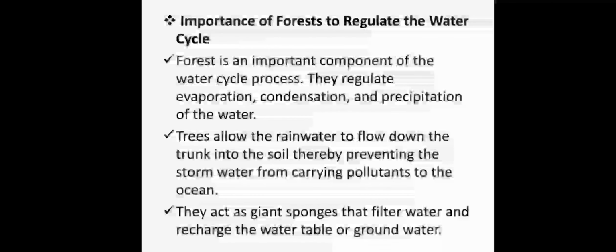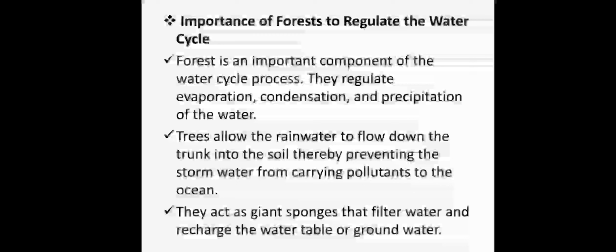Trees allow rainwater to flow down the trunk into the soil, thereby preventing storm water from carrying pollutants to the ocean. In the rainy season, rainwater flows down the trunk and is absorbed by the soil, which prevents storm water from carrying pollutants to the ocean.